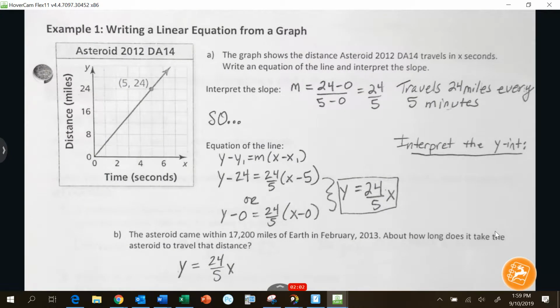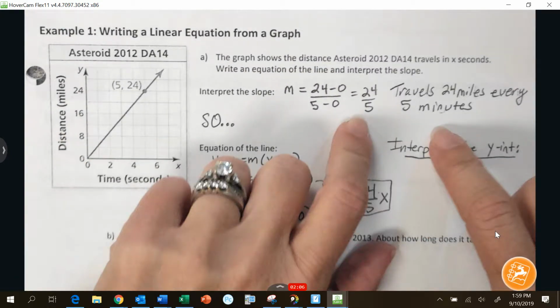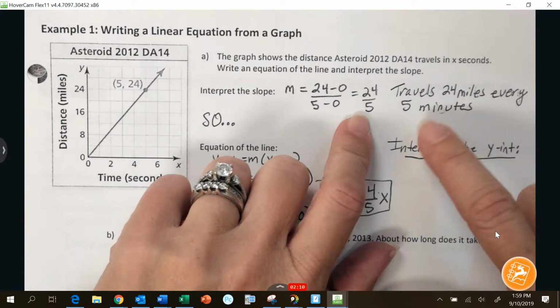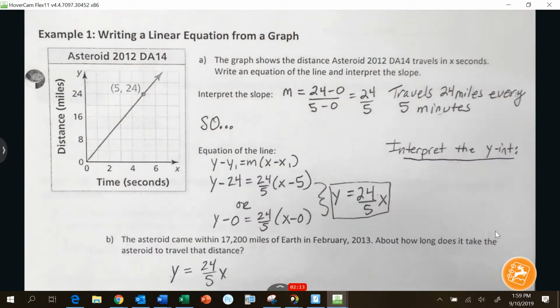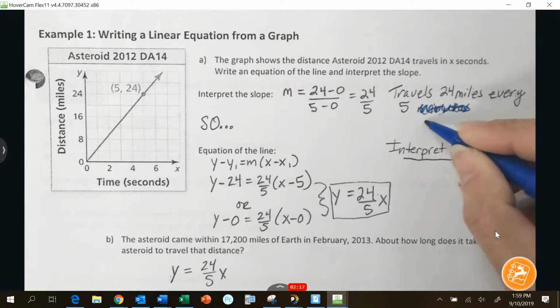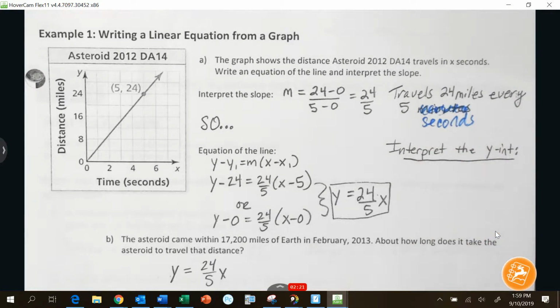You know what? Okay, back to this. So you guys are telling me that this asteroid traveled 24 miles in 5. I wrote minutes, by the way. It's not minutes. I know. I read it wrong, and then I wrote it wrong. There we go. So you're telling me it traveled 24 miles in 5 seconds. What we're going to do is simplify that, and you're going to interpret the slope so you can tell me how fast the asteroid travels per second.